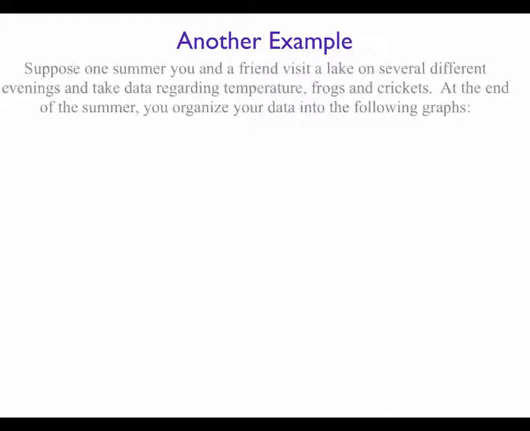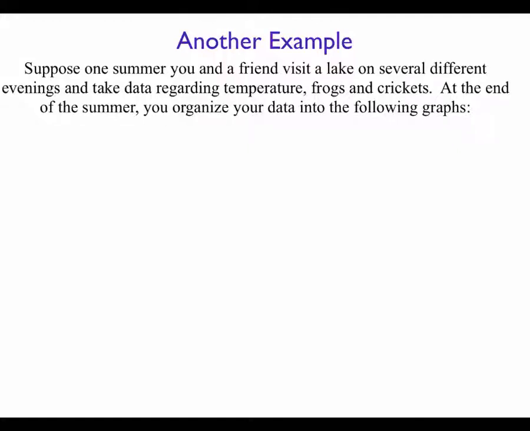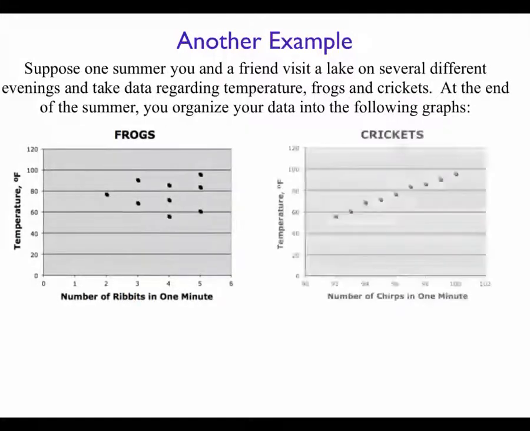Okay, another example. So you and your friend go to the lake several times in the summer, and you take data regarding temperature, frogs, and crickets. At the end of the summer, you organize your data into some graphs here. And so you counted ribbits, and you noted the temperature several times. And you counted the chirps, and you noted the temperature several times.